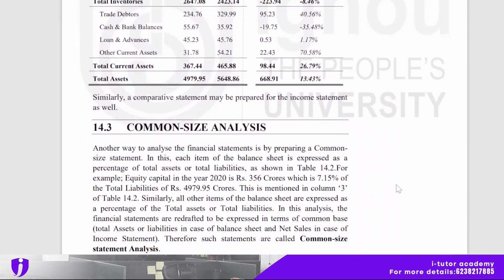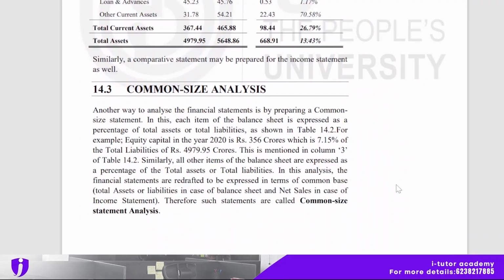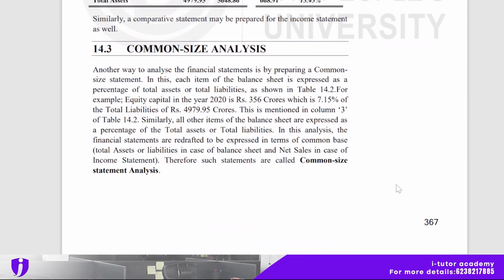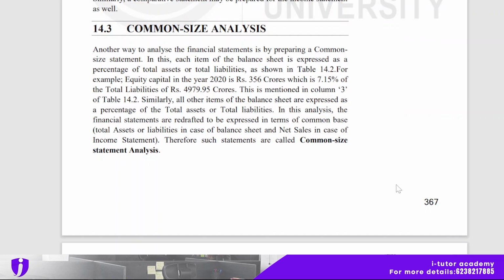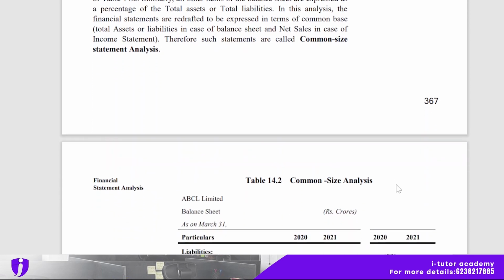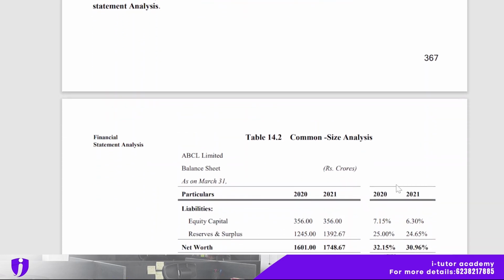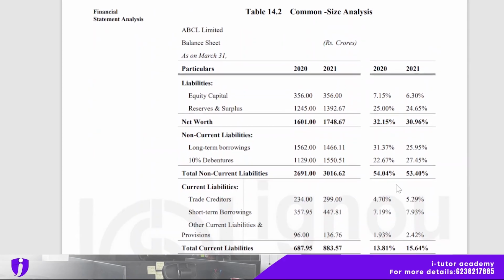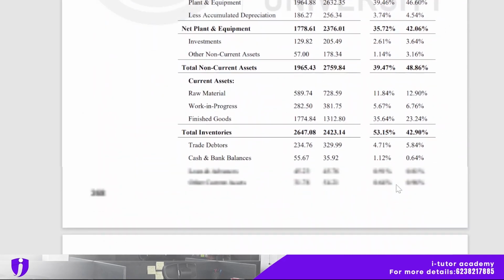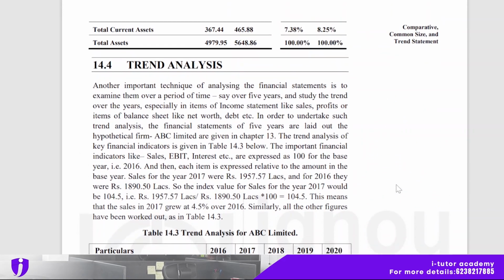Okay, and common size analysis. Another way to analyze the financial statement is by preparing a common size statement. In this, each item of the balance sheet is expressed as a percentage of total assets or total liabilities, as shown in table 14.2. And examples are also here. Such statements are called common size statements, and the analysis is common size statement analysis. The table is here, you just go through it, the balance sheet is here, and it will help your understanding of this.